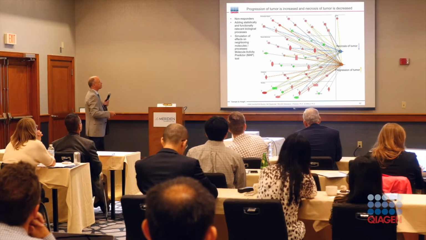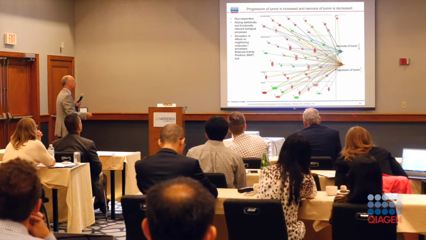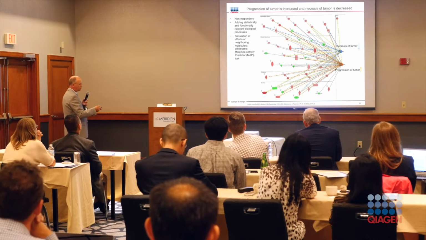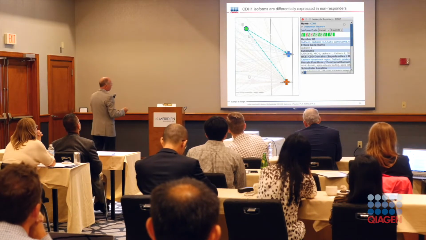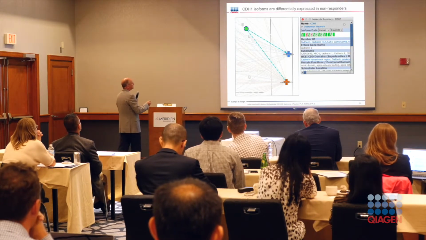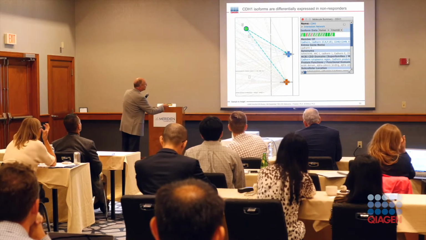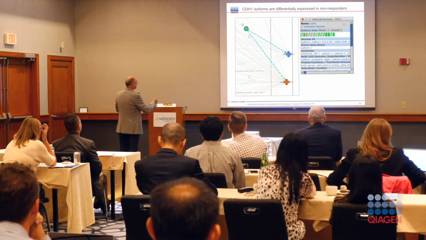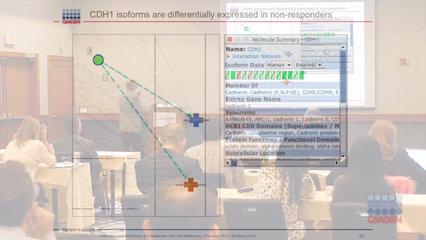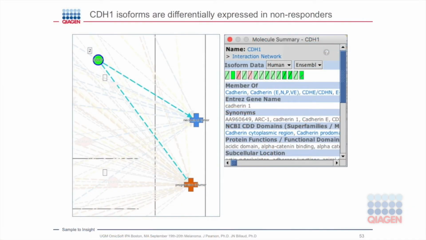So everything makes sense right now. In a non-responder, progression of tumor is increased, necrosis of tumor is decreased. We can explore a little further. Joe was mentioning the E-cadherin, CDH1. CDH1 in that particular network is here. So I enhance that view. It's tied to necrosis of tumor by findings, and it's tied to progression of tumors.